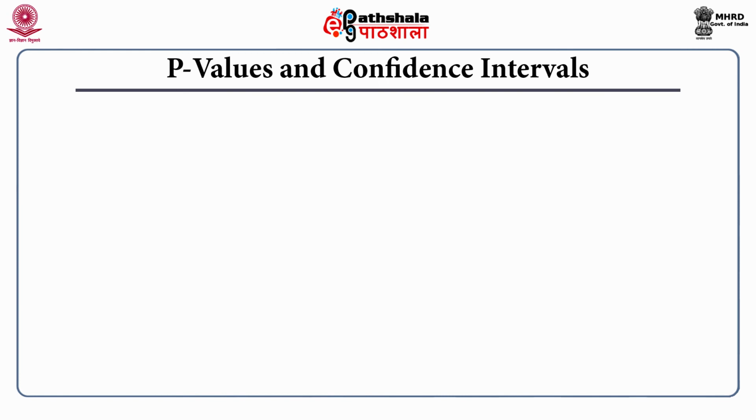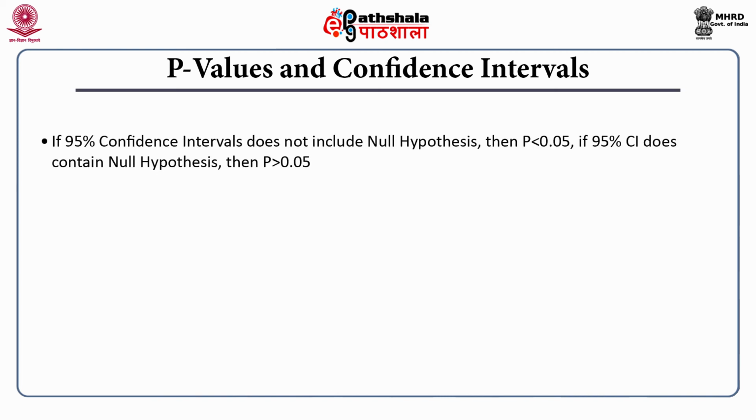Now there is a connection between p-values and confidence intervals, and as I told you earlier, the confidence interval is a better way to express the estimate of a population. It is much better to use a confidence interval than the p-value to say how confident you are in your estimate. If the 95% confidence interval does not include the null hypothesis, then the p-value should be less than 0.05. If the 95% CI does contain the null hypothesis, then the p-value must be more than 0.05. So that is a good way of approximating.